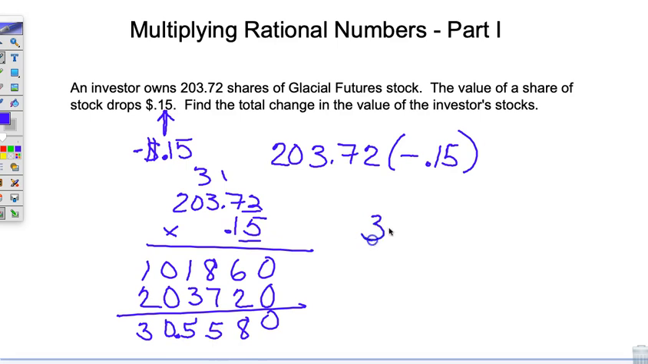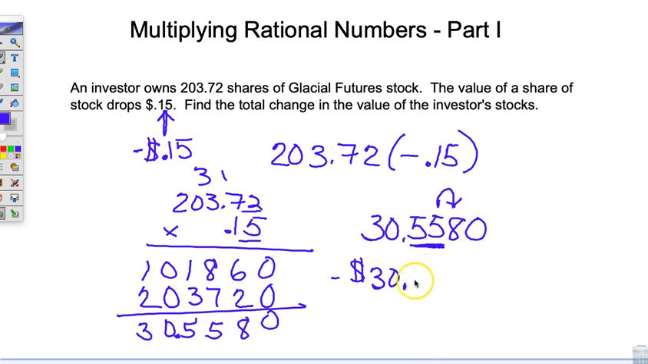30.558. Now since we're dealing with money, because we are talking about the value of stocks, I'm going to round this to the nearest cent. So I know I've got a negative $30 here, and I want to round it so it only includes the change part here. So since we deal in dollar and cents, I'm going to look over here at this 8. Since this is an 8, this is going to be rounded up to a 6. So to the nearest cent then, this is how much money we've actually lost on the value of our stocks.